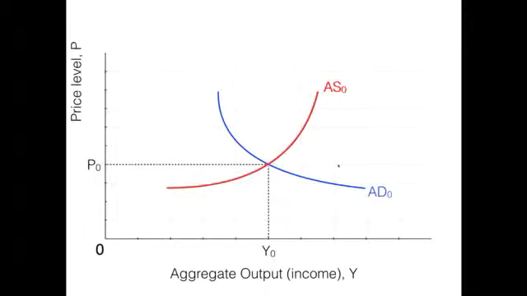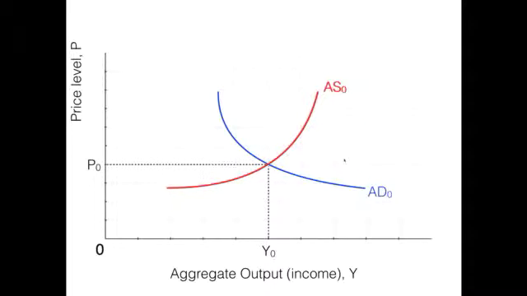What we want to take a look at is what if there is what economists refer to as a supply shock. The supply shock that we're going to look at is where firms across the entire economy see a dramatic increase in the cost of doing business. All right, so let's take a look at the impact of that.